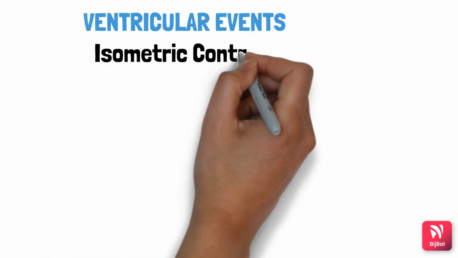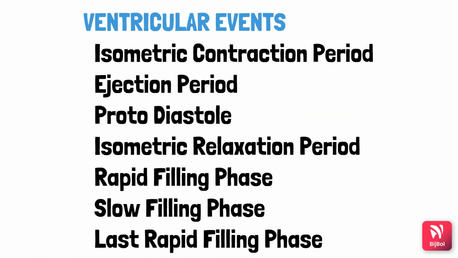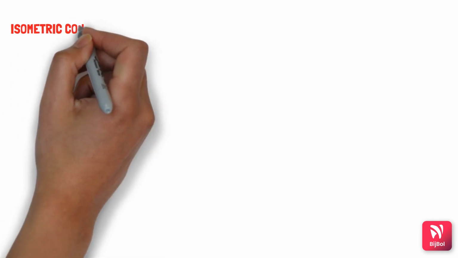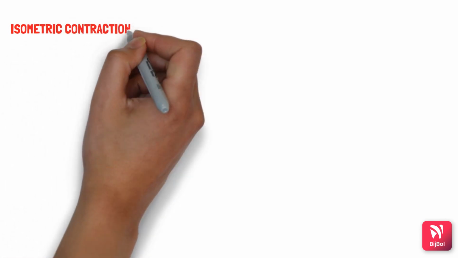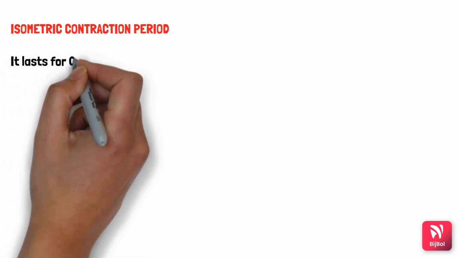Okay. Now, next is ventricular events. The various ventricular events are isometric contraction period, ejection period, protodiastole, isometric relaxation period, rapid filling phase, slow filling phase, and last rapid filling phase. Starting with isometric contraction period, it is the first phase of ventricular systole and it lasts for 0.05 seconds.